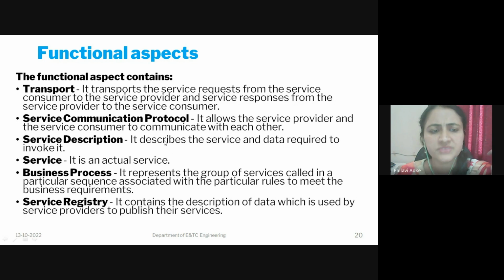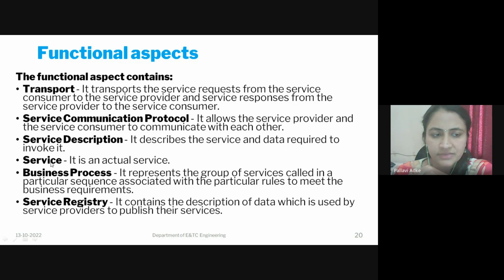Now, what is the service description? It describes the service and data required to invoke it. So whatever descriptions they have to give, whether it comes under which service. Suppose I want to take the clothes section, or the home appliances section, or some jewelry section. So that description should be there, which type of services they are providing. So service description should be there.